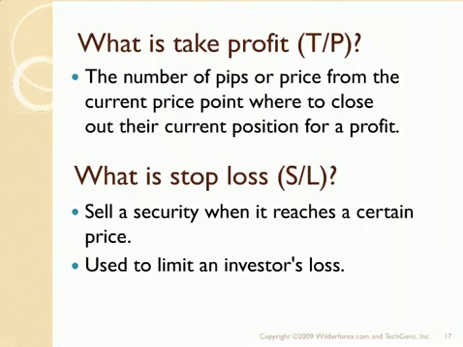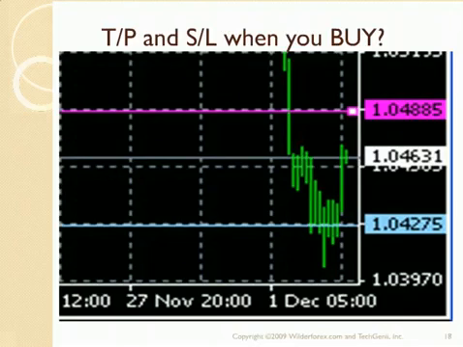Stop loss is used to limit an investor's loss. An investor sells a security when it reaches a certain price. Take profit and stop loss when you buy. The white line is the current price point, which equals 1.04631. The magenta line is the current take profit price, which equals 1.04885. The blue line is the current stop loss price, which equals 1.04275.